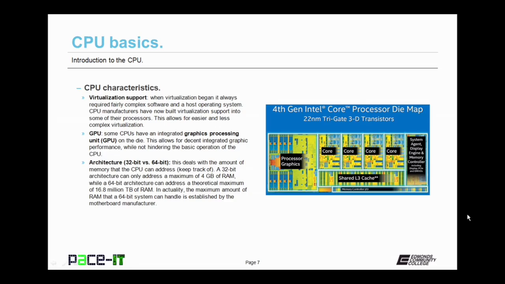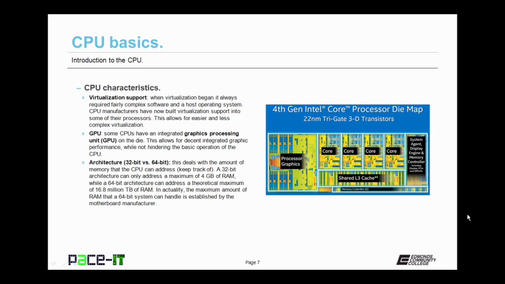Some more modern CPUs are now coming with a GPU, a graphics processing unit, on the die. This allows for decent integrated graphics performance while not hindering the basic operation of the CPU. So you don't have to buy a graphics card, and your CPU performance is not hindered by graphics rendering.